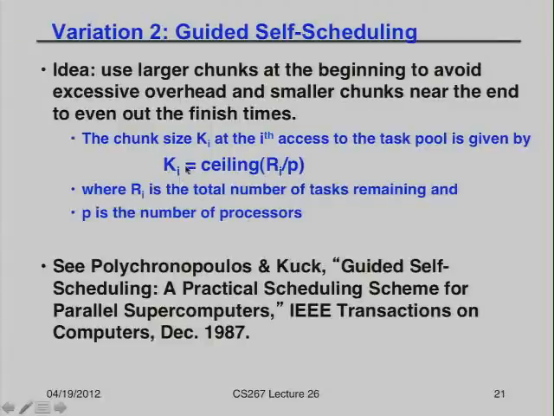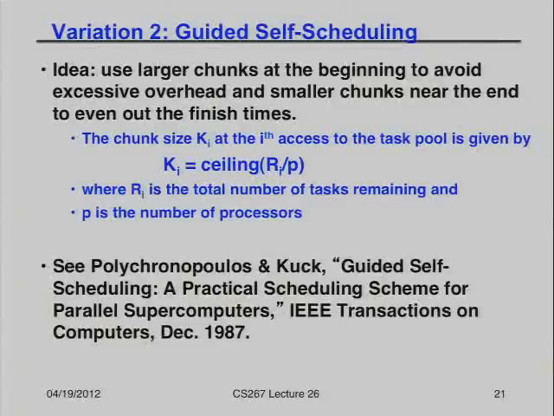So if I have 1,000 tasks and 10 processors, everybody who comes asking, I'll give them 100. But near the end of the run, when I only have 20 tasks left and 10 processors, I'll give everybody 2 when they come and ask. And so it'll gradually decrease from 100 down to 2, and everything will balance out nicely. There's a paper written on that with lots of simulations that shows it does a pretty good job. But intuitively, it seems like a reasonable thing.